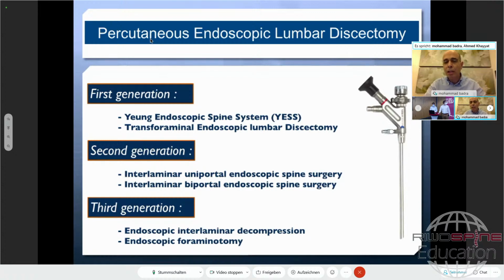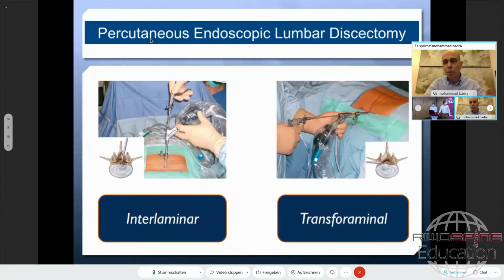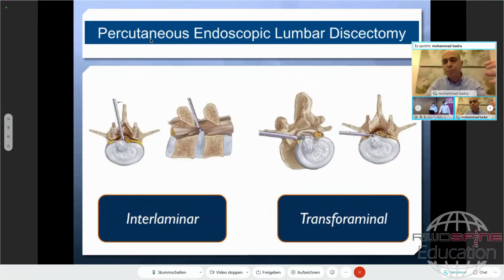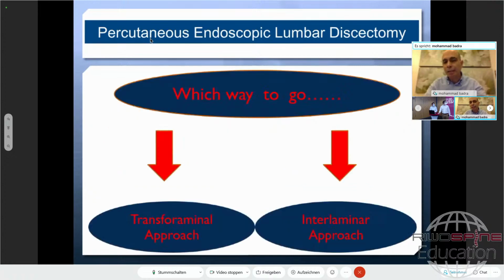In this presentation, I'll focus mainly on the interlaminar and transforaminal approaches and how you select between them. In general, as you know, percutaneous endoscopic lumbar discectomy can be done through two approaches, either the interlaminar or transforaminal. When we say interlaminar, it means that we have to go through the interlaminar space. When we say transforaminal, as you know, we have to access the spinal canal through the foramen itself.